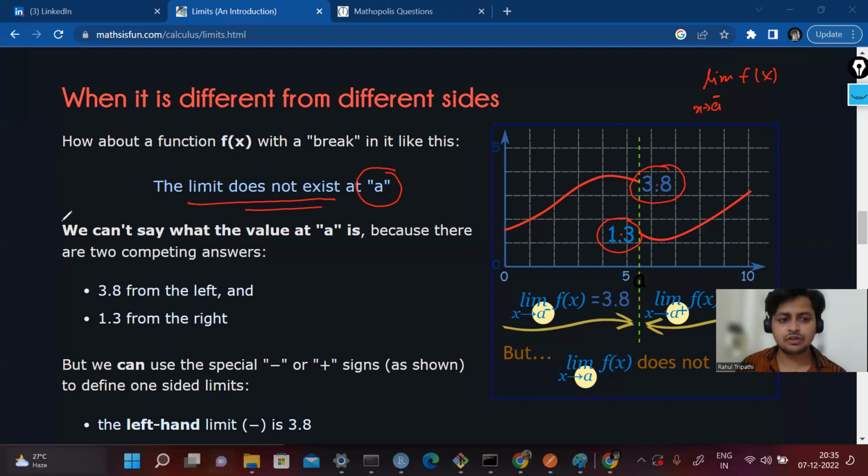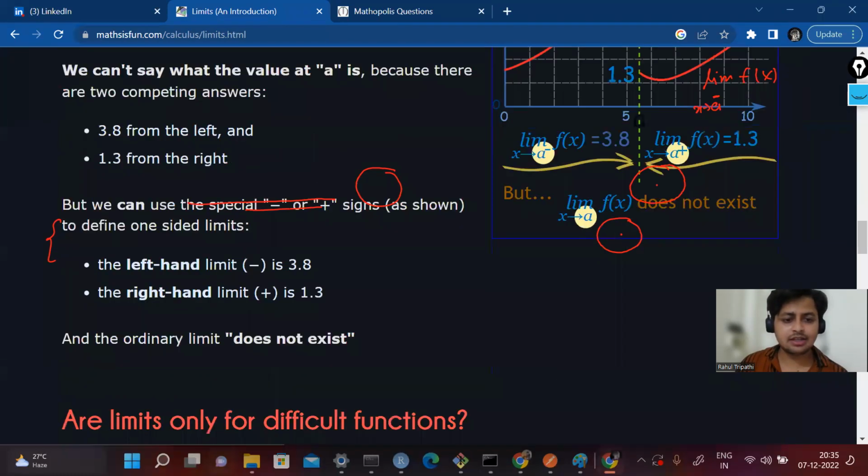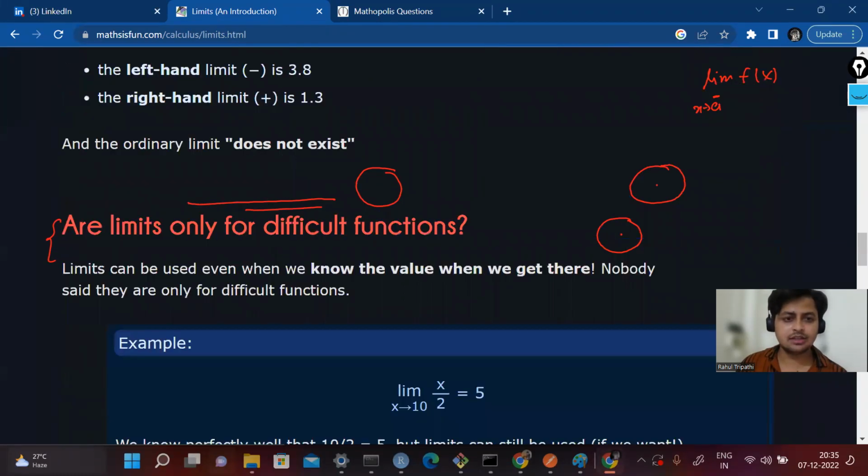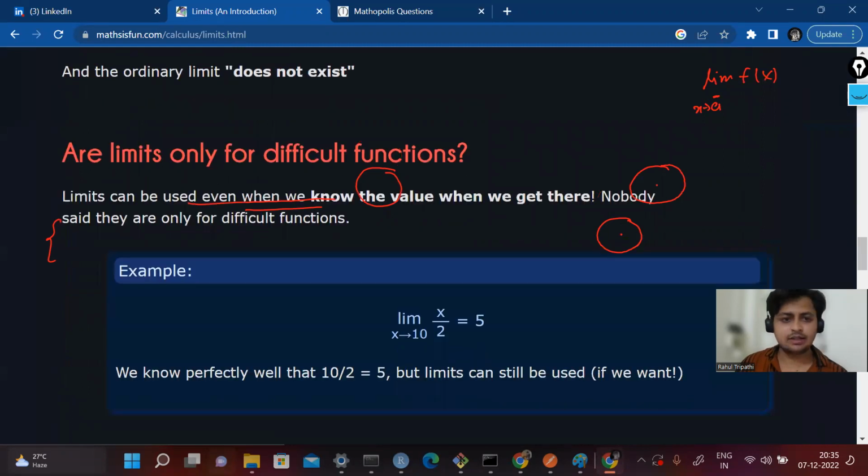Now you got my point. The left hand limit and right hand limit I already explained. This is a very nice article actually. I will share the link in the chat.